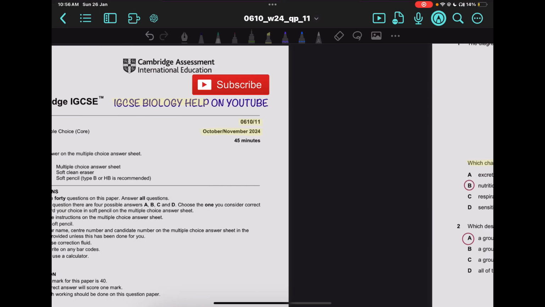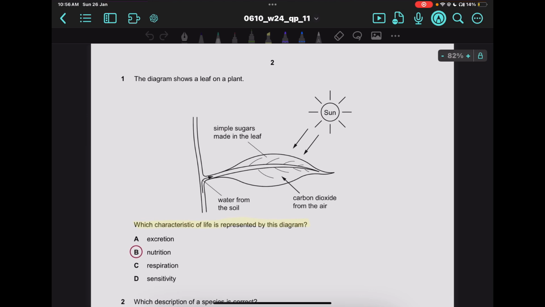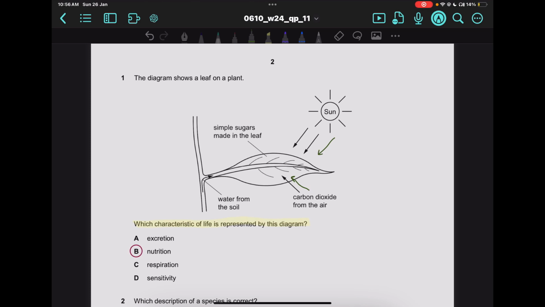Let's start solving. Question number 1 says, the diagram shows a leaf on a plant. There is carbon dioxide from the air. It is taken into the leaf and there are simple sugars made in the leaf, and it's also absorbing some sunlight over here. Which characteristic of life is represented by this diagram? As we can see, it's also absorbing water from the soil over here. So this shows clearly that this is photosynthesis, which indicates that the plant is making its own food. So this is a form of nutrition for the plant.